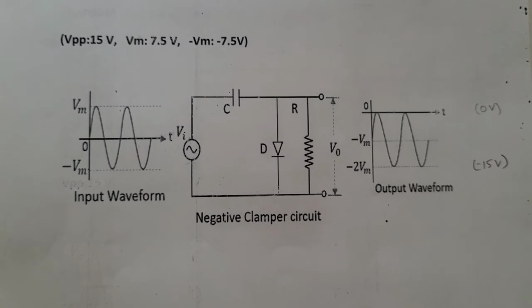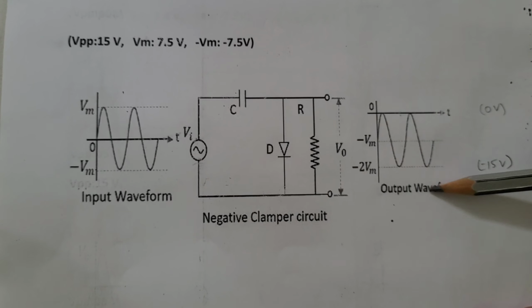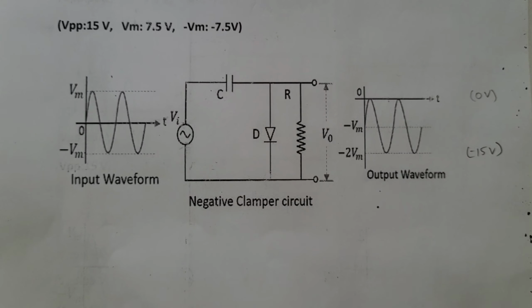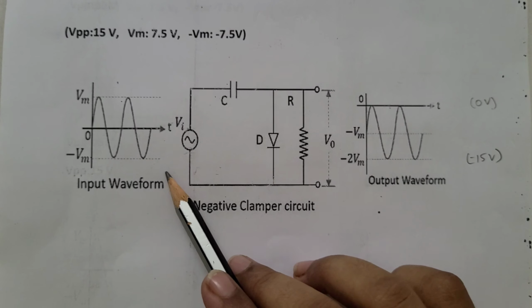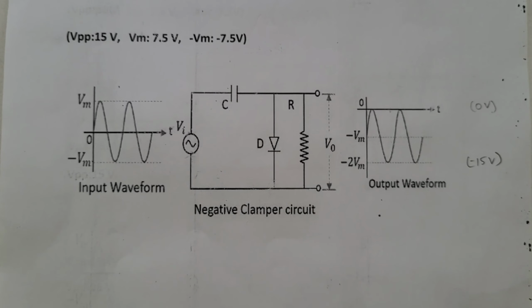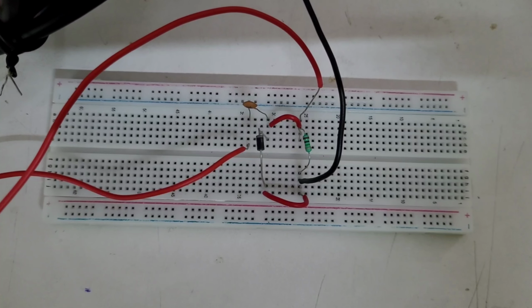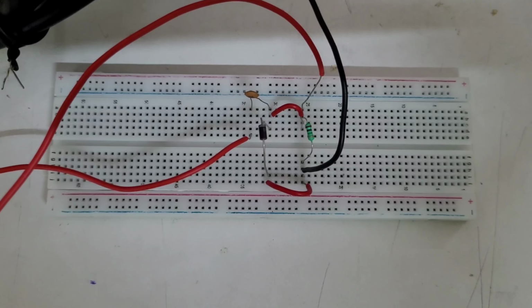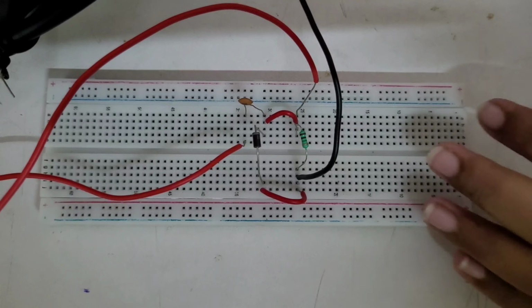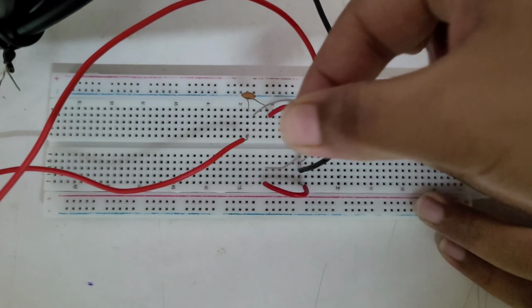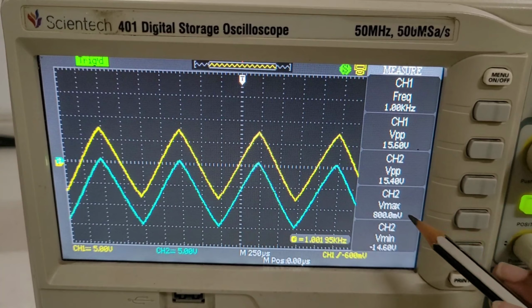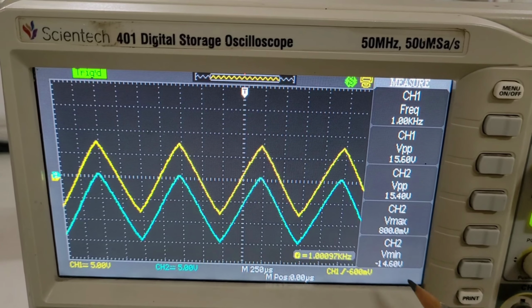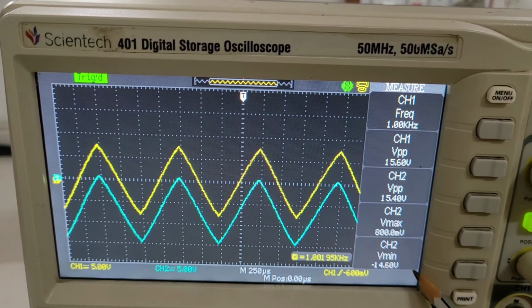The fourth type is the negative clamper circuit. This circuit shifts the AC input signal to the negative portion of the input waveform. That means the input Vmax is shifted to 0 volt and the input V minimum is shifted to minus 15 volt. Let's observe the waveform. This is the circuit of the positive clamper. If we want to observe the negative clamper circuit, we just need to reverse the diode. As we can see, V maximum is coming around 0 volt and V minimum is coming around minus 14.6 volt. So this is shifting the input signal to the negative portion.